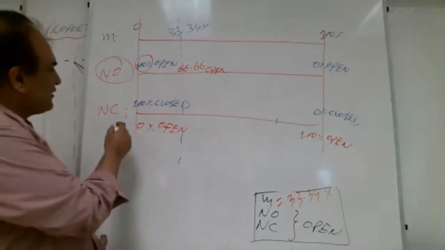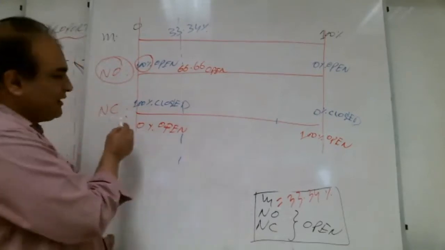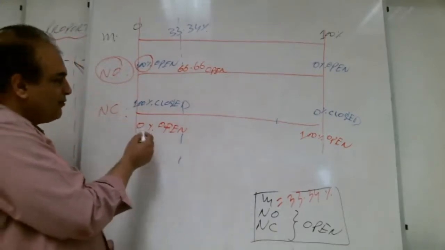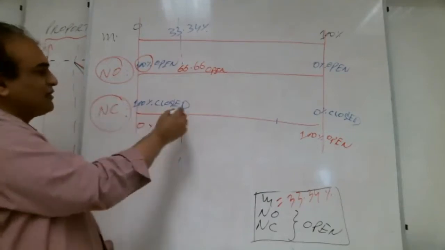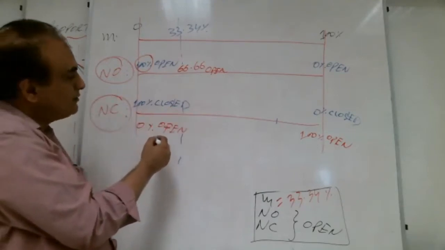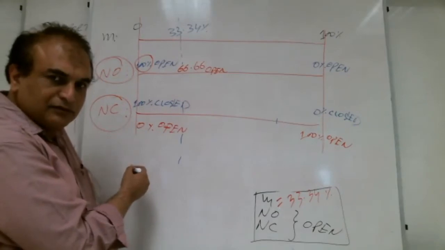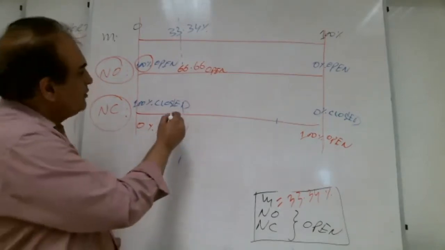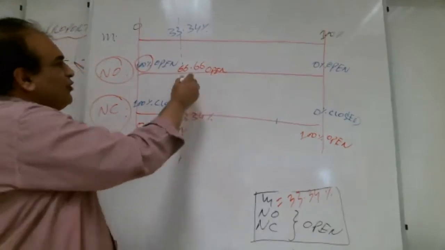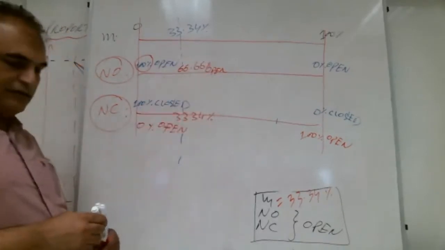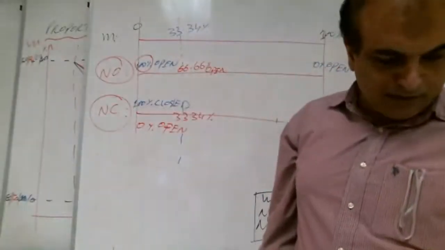Okay, now come here. How much closed? Again we need open. Normally closed. How much open? So how much open here, Shabab? 33.34. Yes, how much open? 33.34. Very good. 33.34% open. Any question up to here, Shabab? That's good. A lot of brothers are typing the same number.